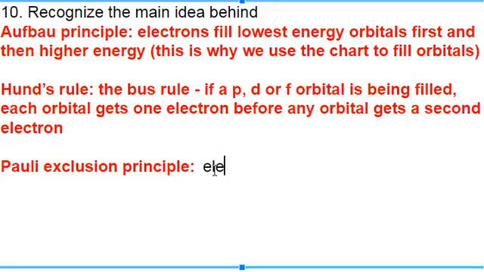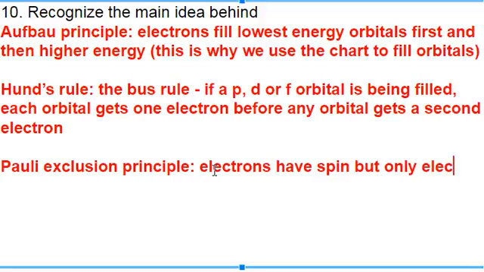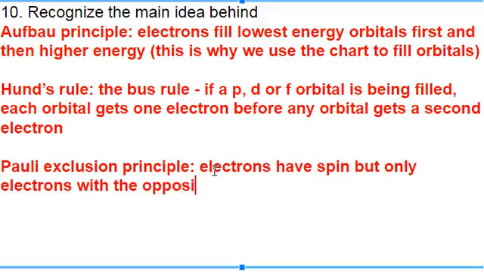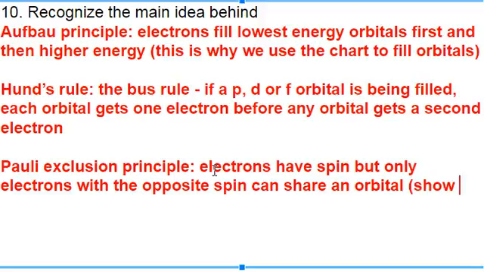But electrons have spin. But only electrons with the opposite spin can share an orbital. So we show that with up and down arrows.